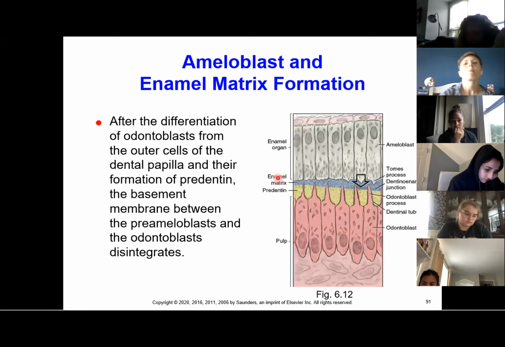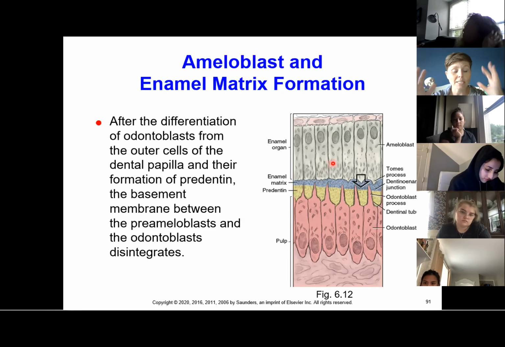All right, so remember, the odontoblasts are pulling away. It's making that predentin. And you can see these little odontoblastic processes, these little dentin tubules that go through, and these are your odontoblasts that are forming this predentin here.